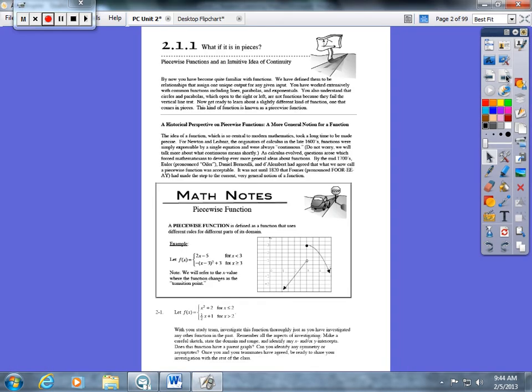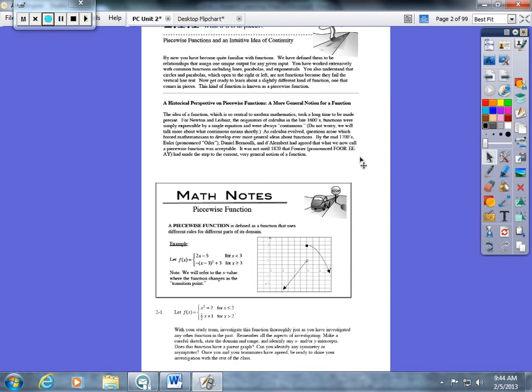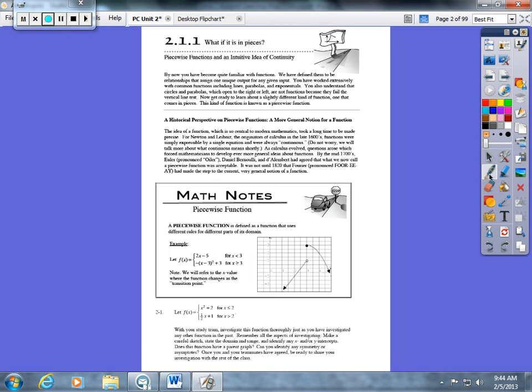So what if it is in pieces? Here's a little historical note that you can look over if you need to, and just read a little bit about what that means. Up until this point, we've always graphed just one equation, one whole function. We've never graphed a piecewise function where we're only looking at pieces of functions and not the whole function.